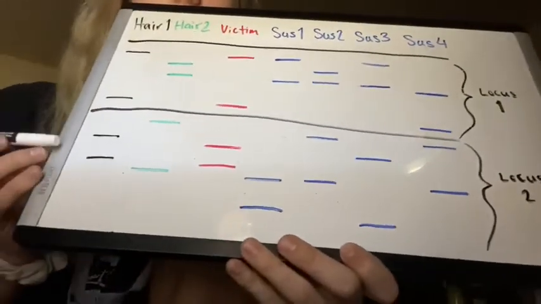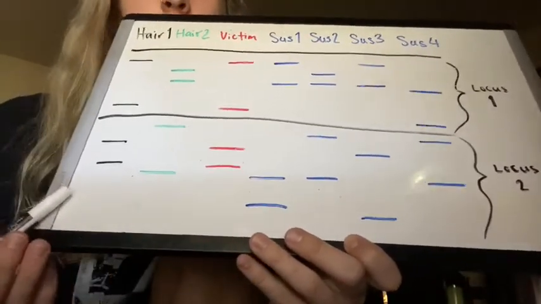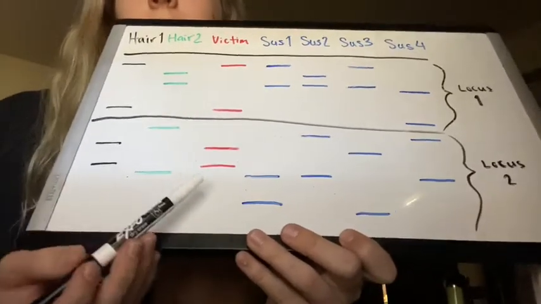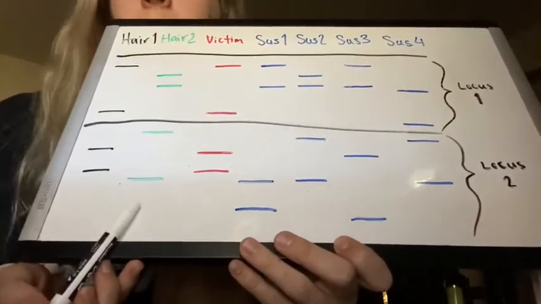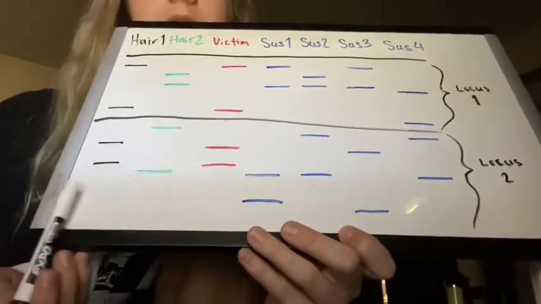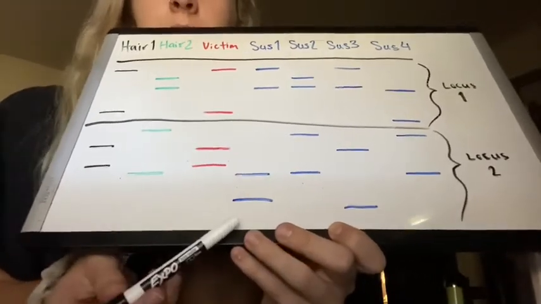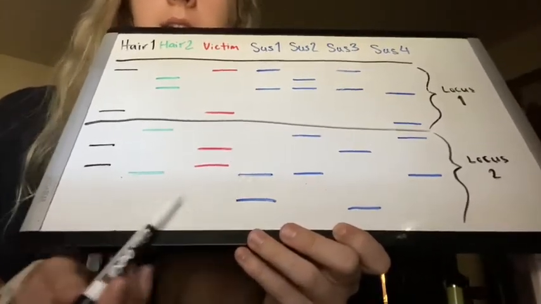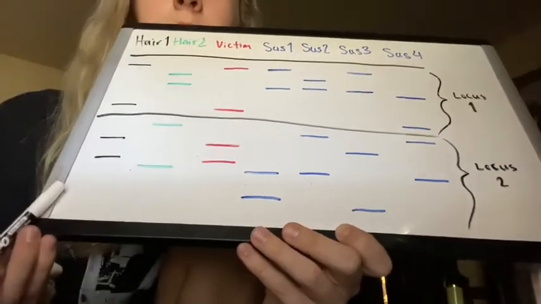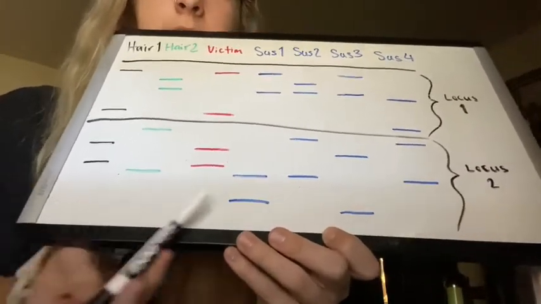So for locus 2, you can see that, again, the victim matches hair 1 identically with both alleles and does not at all match hair 2. So we can confirm that hair 1 is most likely the victim's hair. And then suspect 1, you can see that it matches 1 allele on hair 2, but not the other, and neither on hair 1, so suspect 1 does not have either of these hairs.